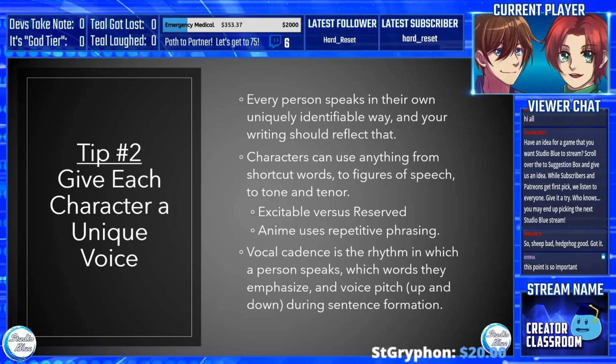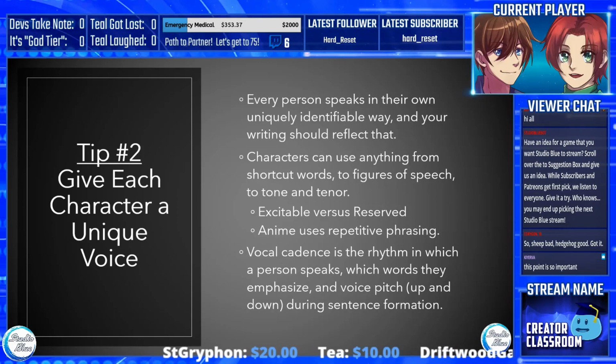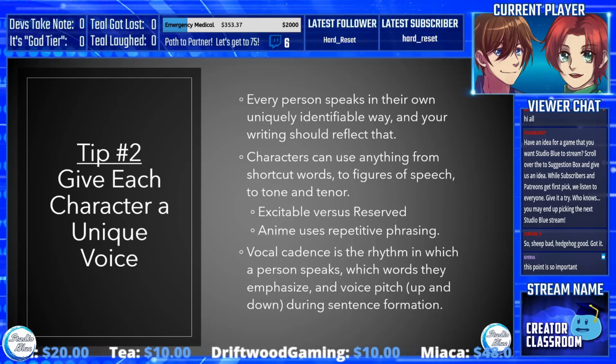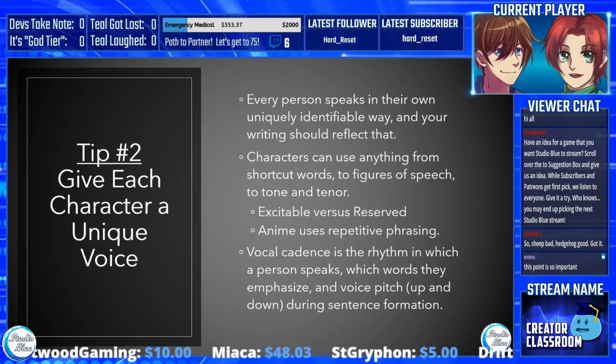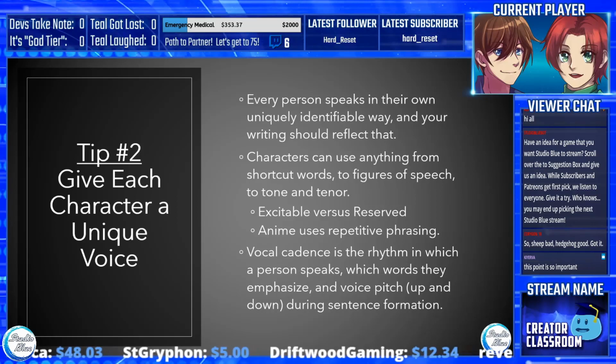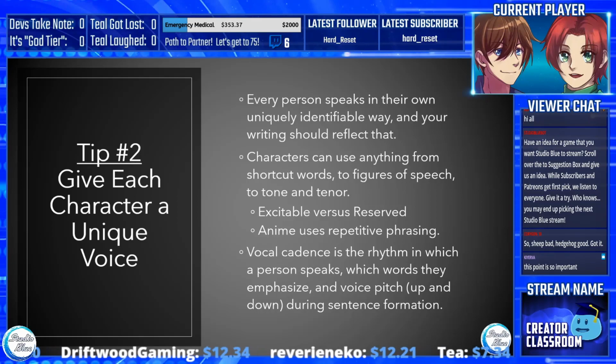And yes, Kia, this point is so important. Every person speaks in their own unique and identifiable way, and your writing, regardless of what you're writing for, should reflect that. Characters can use anything from shortcut words like y'all to figures of speech like colloquialisms. I can rattle this off forever because I'm Cajun. To the tone and tenor of their voice. This is like excitable versus reserved.